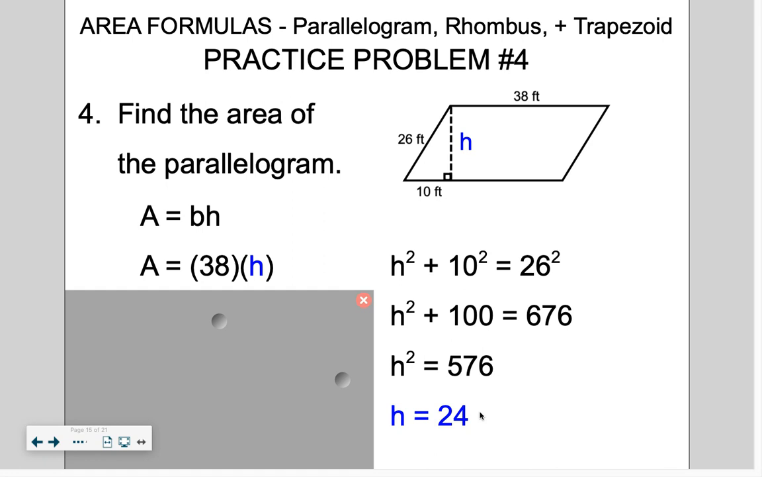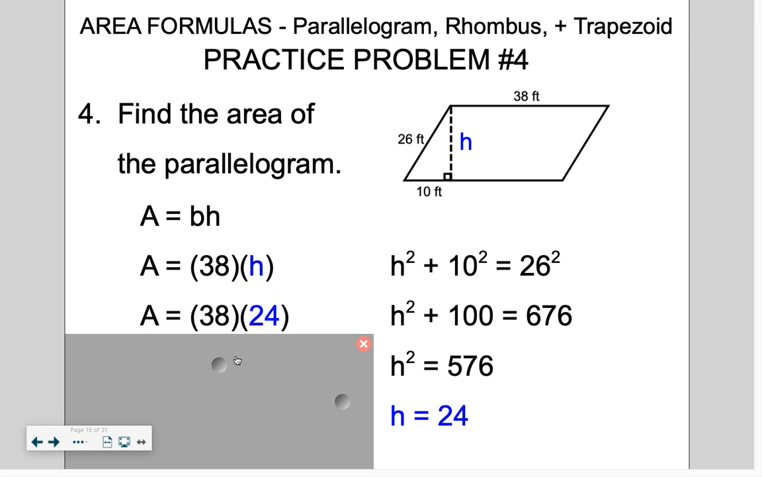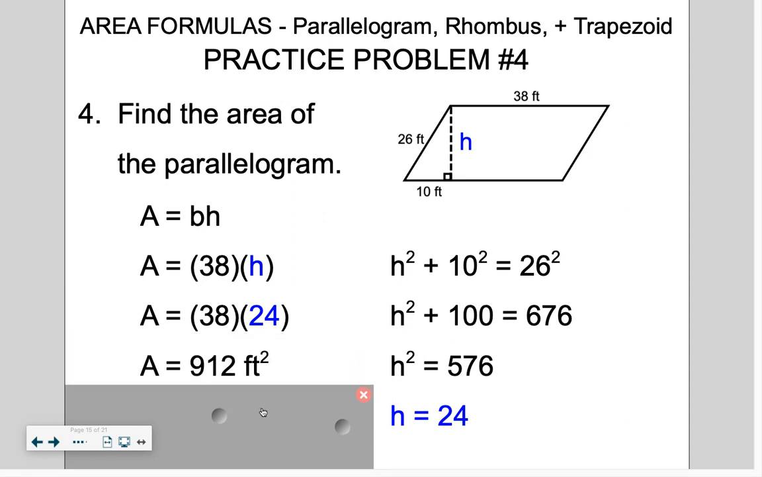Now that is not the answer, right? You just found the height, but you were being asked to find the area of the parallelogram. So your job now is to take your height and throw it into your equation. And hopefully you would calculate it all the way out and get 912 square feet or feet squared. Let's try another one.